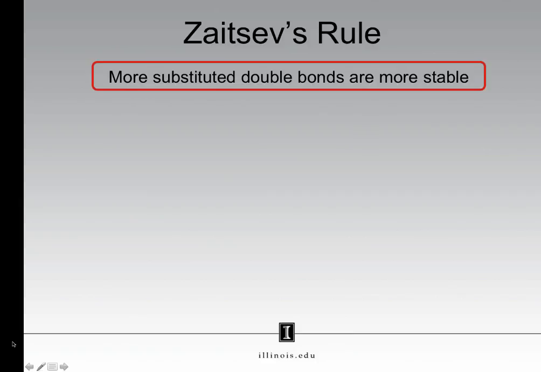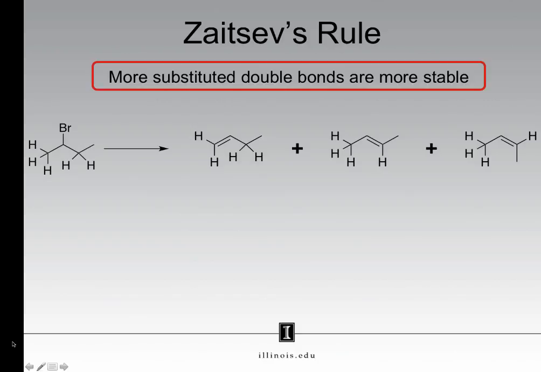Furthermore, in an elimination reaction, the most stable possible alkene should be the major product. Let's show an example. Let's take this alkyl bromide and perform an elimination reaction. If we do that, we would get a mixture of products.